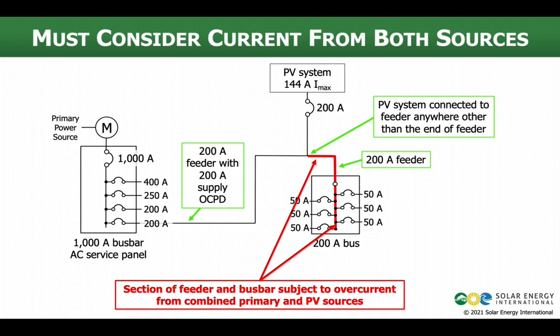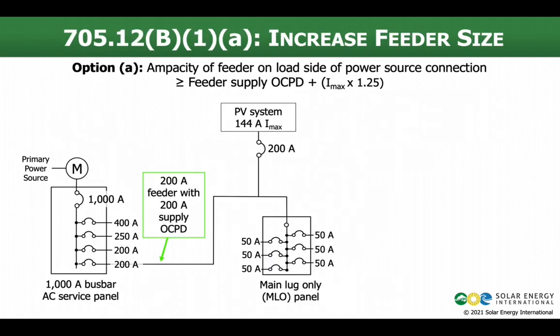The PV system is connected to the feeder, but not at the opposite end, thus giving the opportunity for current to combine from the two power sources and overcurrent that feeder, and for that matter, the bus bar in that panel, that subpanel. That subpanel is only rated for 200 amps. So now it's at risk as well. So how do we deal with this?